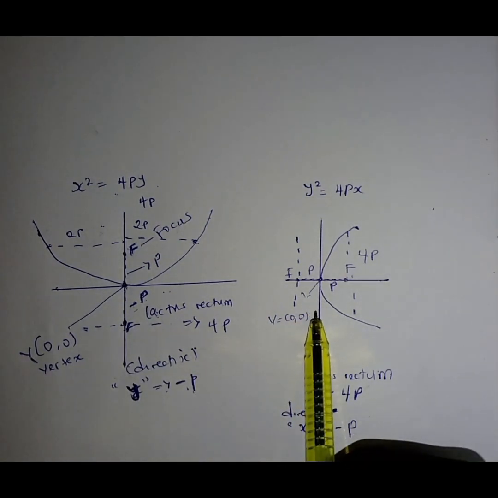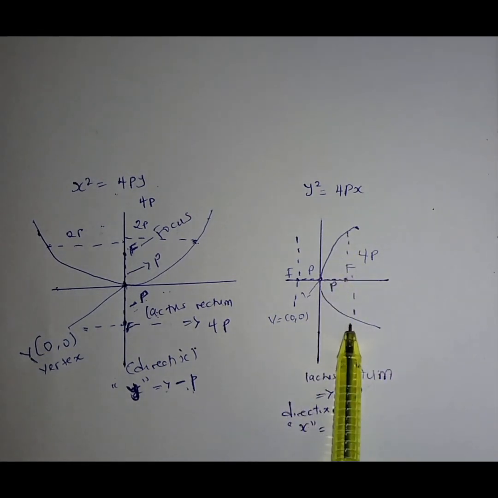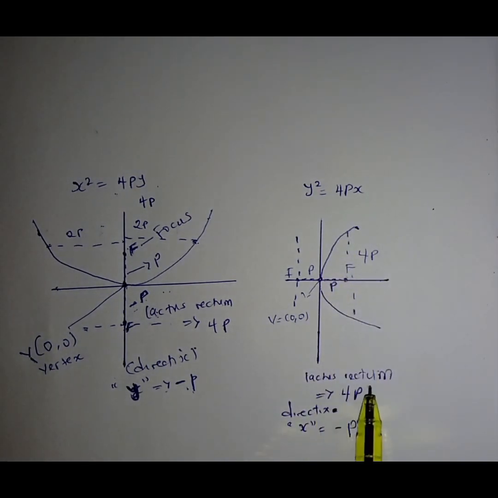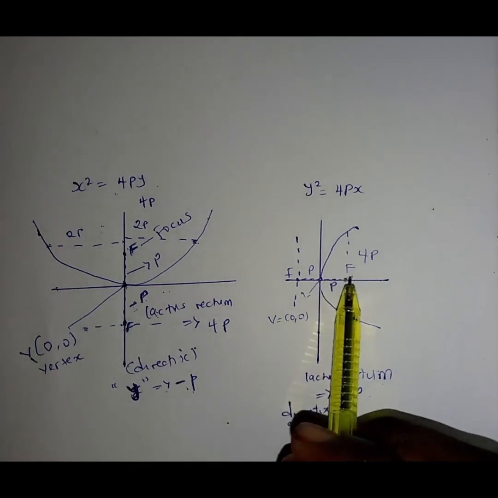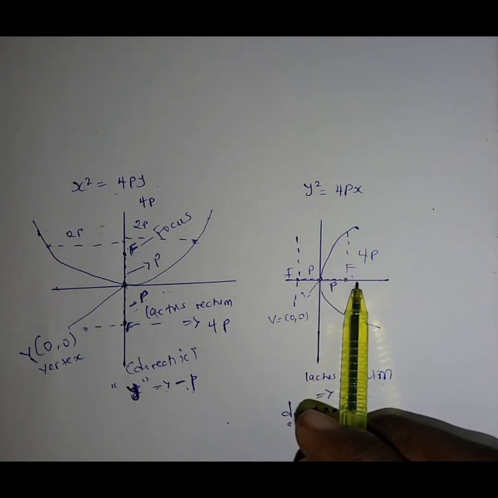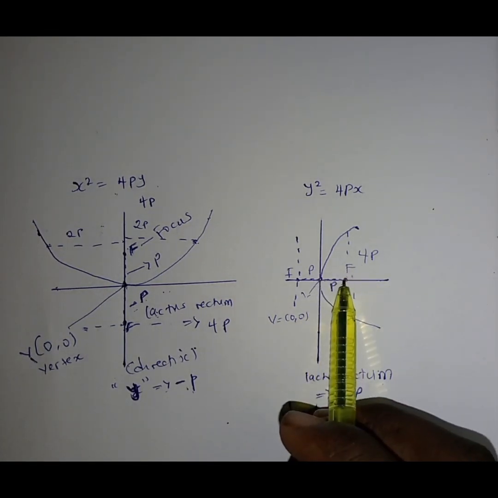Now when we come to this place, it's also the same thing. The height of this is what? 4p, and it's called the latus rectum, 4p. Now the place where the parabola is facing is called what? Focus F, which is this place.